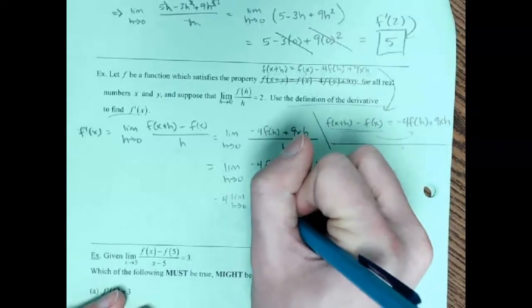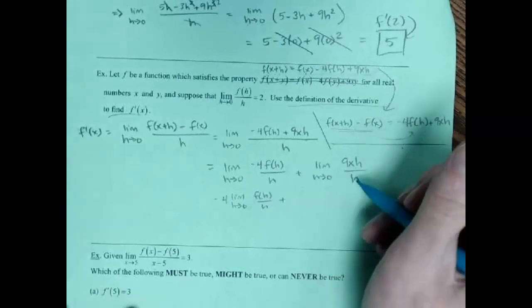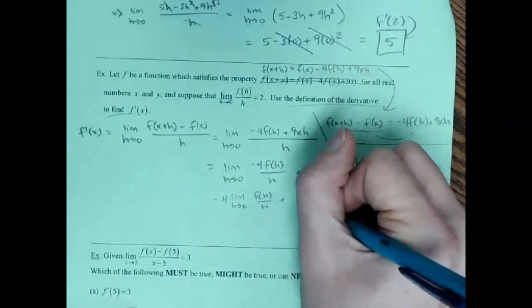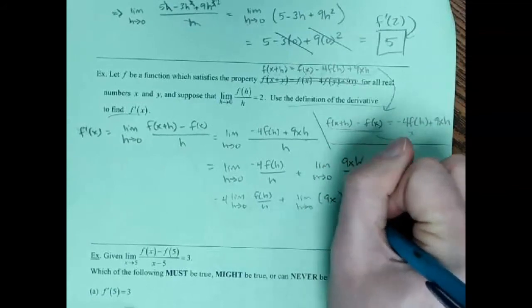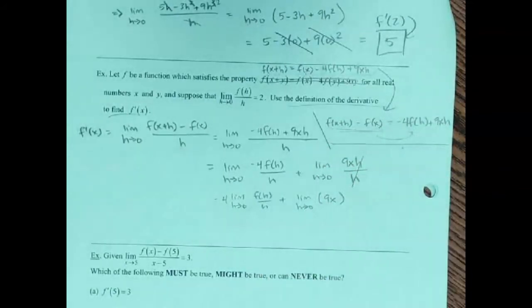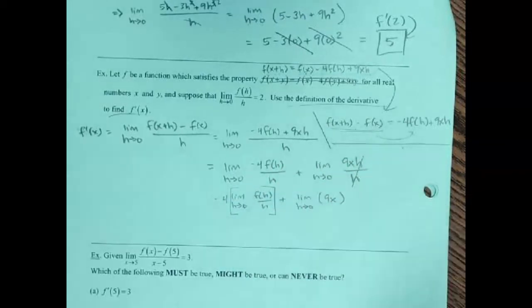And I have f of h over h plus, and look at that, that's going to reduce. So you have plus the limit as h is approaching 0 of just 9x. All right, well, let's see what we got. All of this stuff right here, do we know what that is equal to? Because the h's still don't cancel, but do I know what the limit as h approaches 0 of f of h over h is? Yes, right?